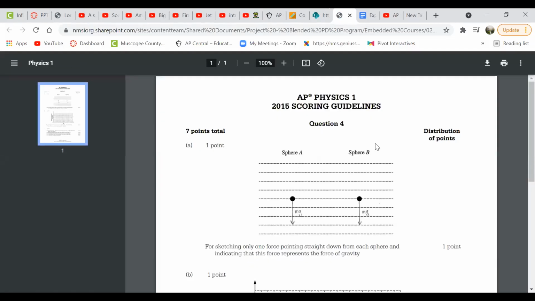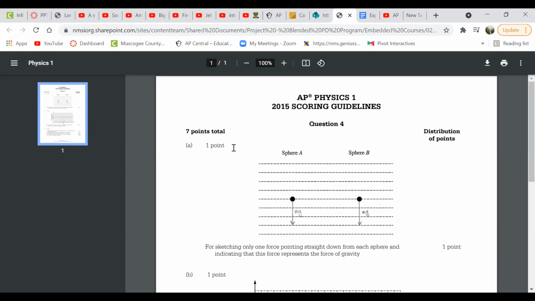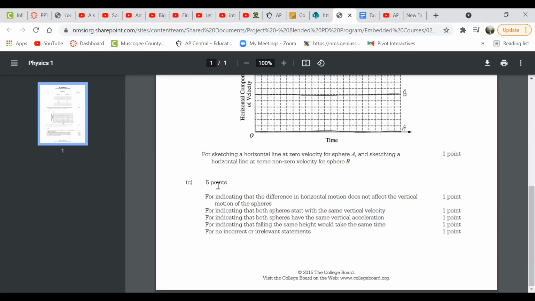All right, so this has the answers already written, but this is a 7-point question. Notice how short it is. Very short. It's just parts A, B, C.